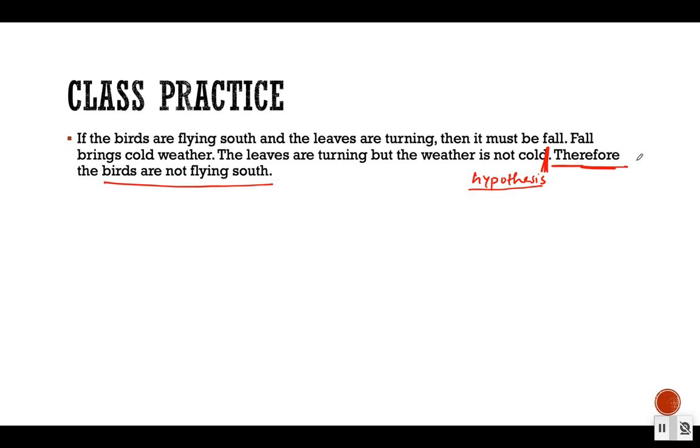Can we prove that this conclusion is true, that birds are not flying south? So I'm leaving this as a class practice. Make some simple statements like P, Q and R, and then make some hypotheses using those elementary statements. Try to prove whether, if all the hypotheses are true, our conclusion that birds are not flying south is true or not.